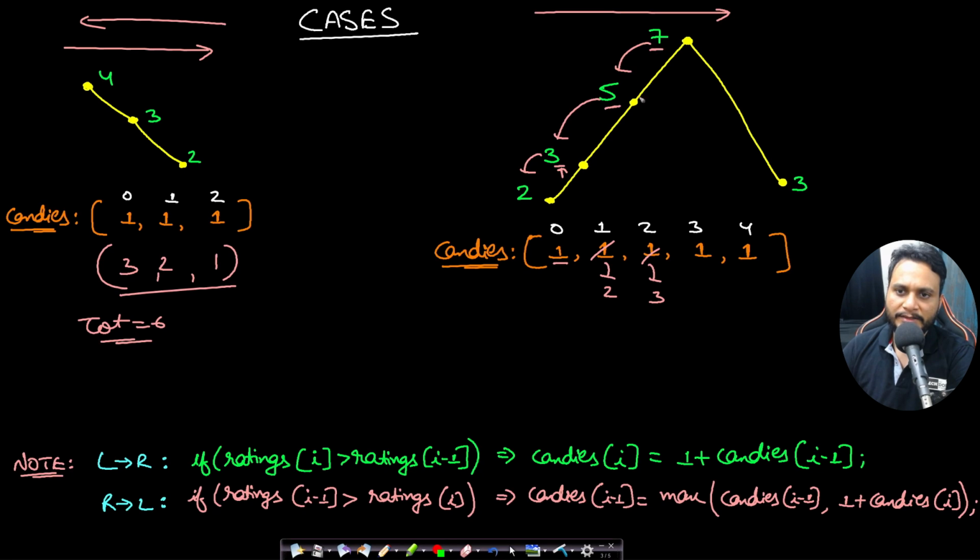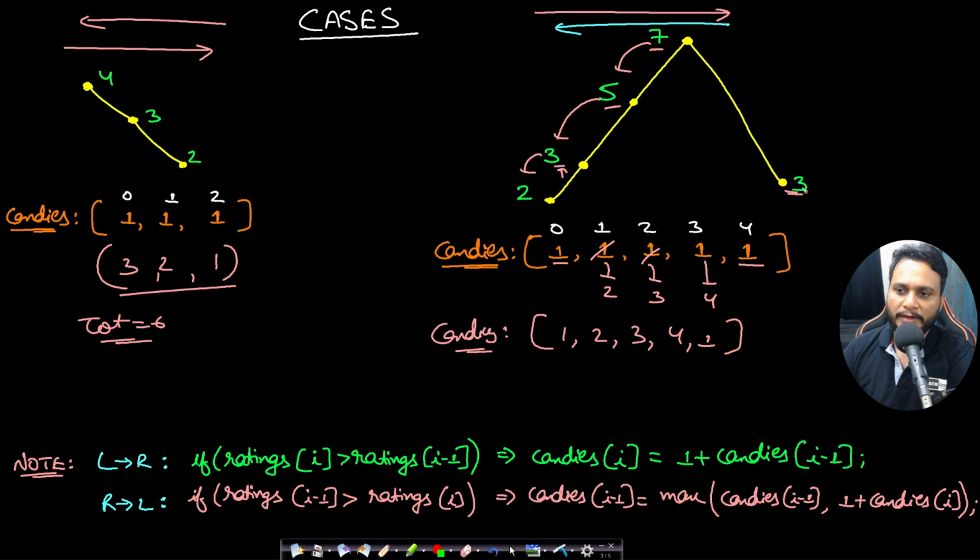Again this 7 is larger than 5, so this count will be 3 plus 1, which is 4. And this 3 is not larger than 7, so this will remain 1. Okay, so after the first parsing, your count is 1 2 3 4 1. This is the candies. Now you have taken care of all the increasing curve, but what about the decreasing curve?